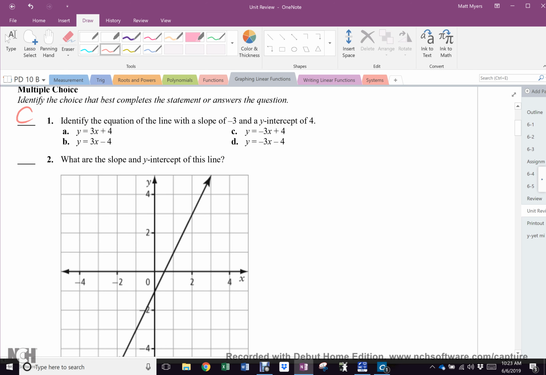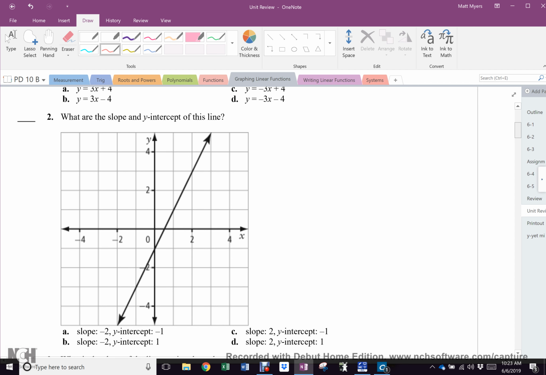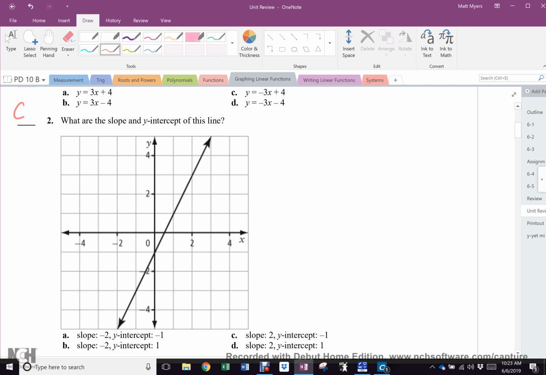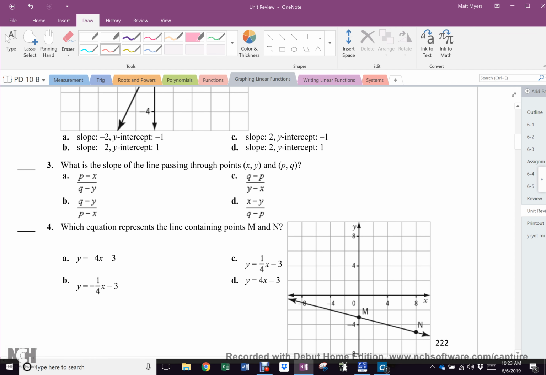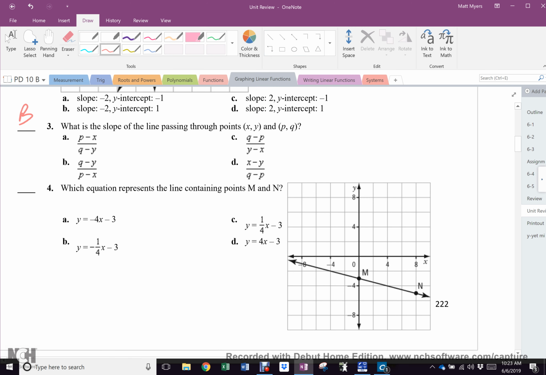C, number 2. C, number 3. B, number 4. What? B. First page out of 4. Any questions?